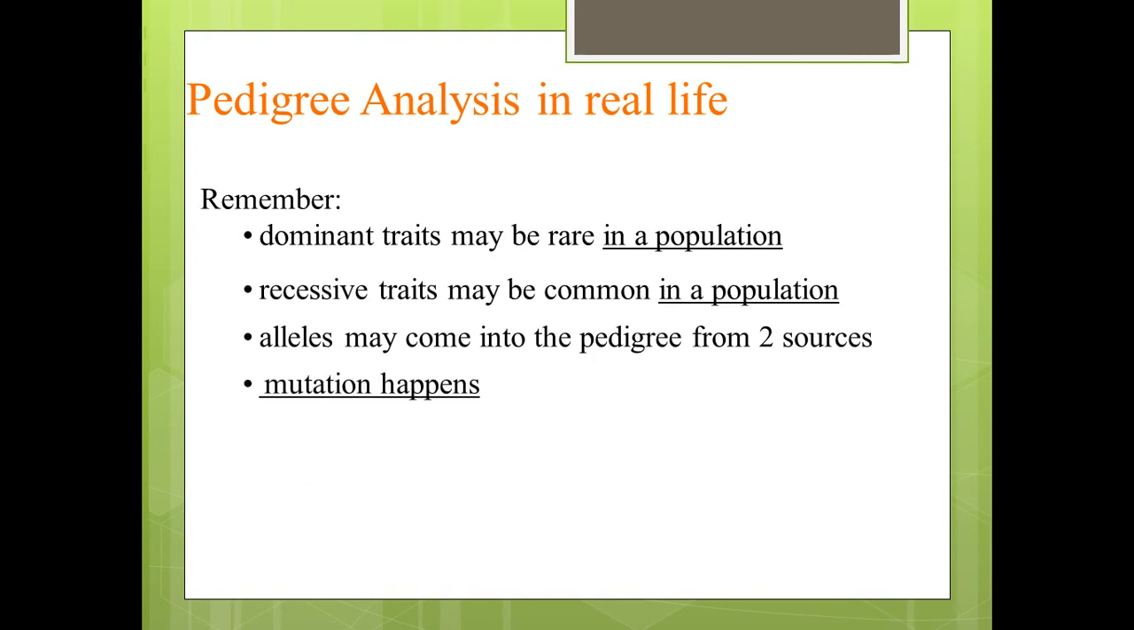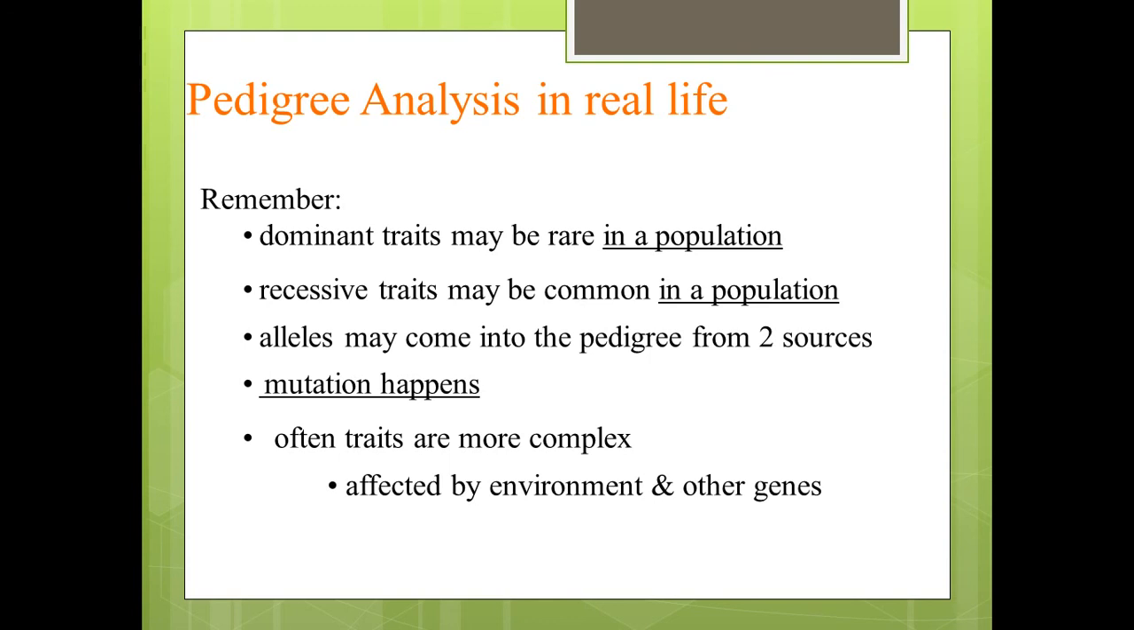And you have to remember that mutation happens. Sometimes, if a random mutation occurs in someone's DNA, one of these traits can show up where it was never seen before. Often traits are more complex than we think about. They can be affected by environment and other genes.